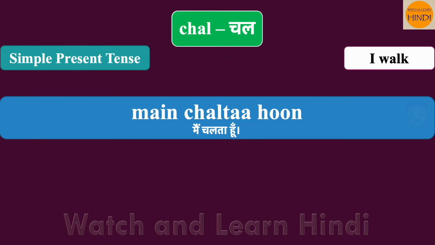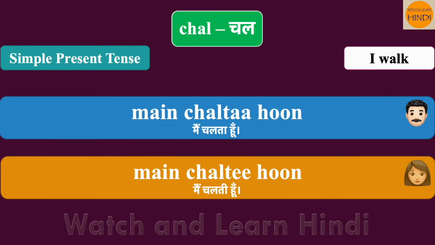First, masculine gender. मैं चलता हूँ. Here, चलता is चल plus ता, चलता. मैं चलता हूँ. I walk. For feminine gender, it will be मैं चलती हूँ. चल plus ती, चलती. मैं चलती हूँ. I walk.